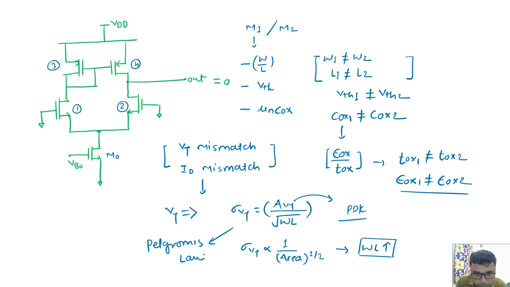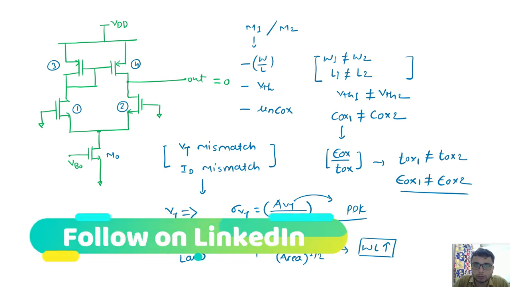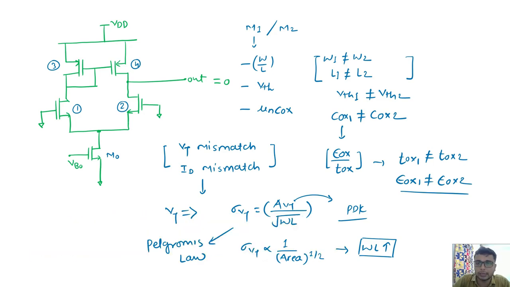Pelgrom's law says that if we increase the area of the individual devices, meaning both devices, then there is a possibility that mismatching will be reduced. The reason is simple. If we have two devices of small size, then any particular mismatch in the edge can cause a huge mismatch. I mean, if I have M1 of this particular area and M2 of this particular area, then during the design any roughness in the edges may not result in an equal area. Then there is a possibility of mismatch.